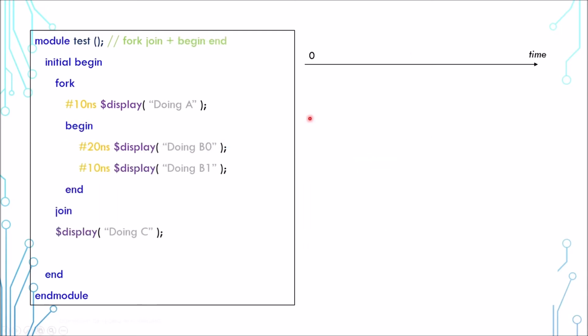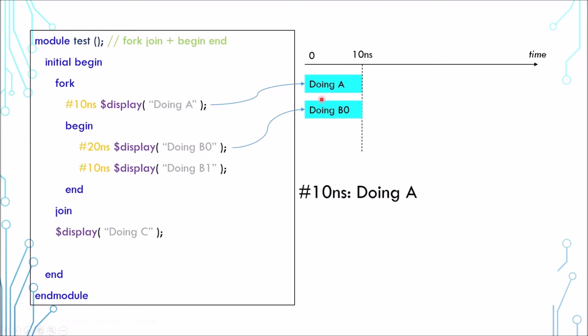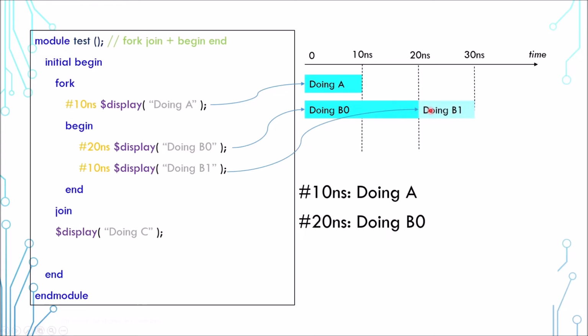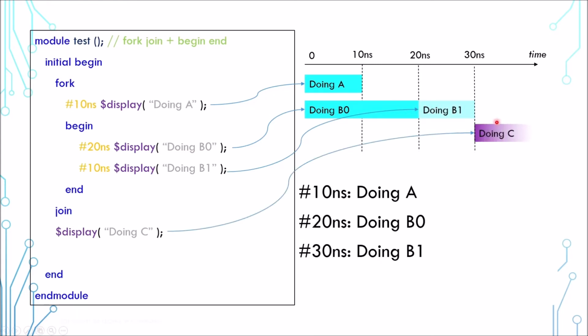And let's say we want A and B to run in parallel, and we want B0 to run first and B1 to run after that. We can use a begin and end block within the fork join to create a sequential execution. In this example, A and B0 start at time 0. A finishes at 10 nanoseconds and B0 finishes at 20. This is also where B1 starts. B1 will continue for an extra 10 nanoseconds and then C will kick start.